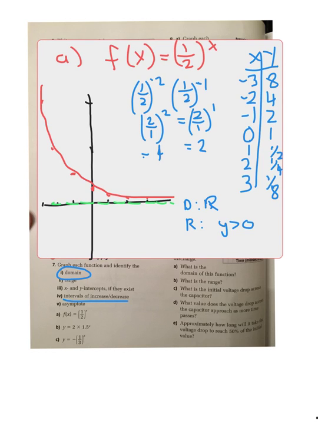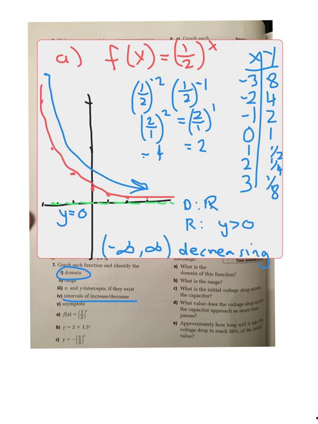Intervals of increasing and decreasing. Well, it's decreasing. If you go from left to right, it is decreasing the whole way. So basically from -infinity to infinity, it is decreasing. And what you'll find with a lot of these exponential graphs, they either increase or decrease the whole interval. And of course the asymptote we know is y equals 0.